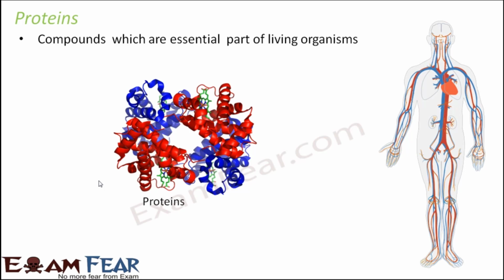Inside our body we have enzymes and hormones, and all of these play a very critical role. What are hormones? They are nothing but proteins. What are enzymes? They are again nothing but proteins. So the various chemicals which are secreted inside our body and play an important role are nothing but proteins. So proteins are an essential part of living organisms. We cannot think of any life form without proteins.